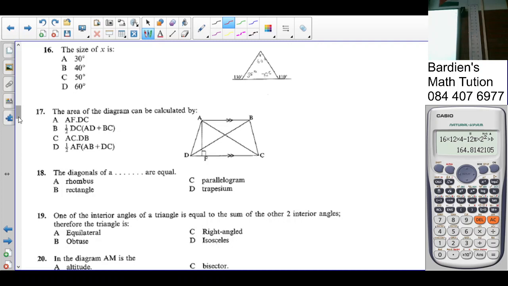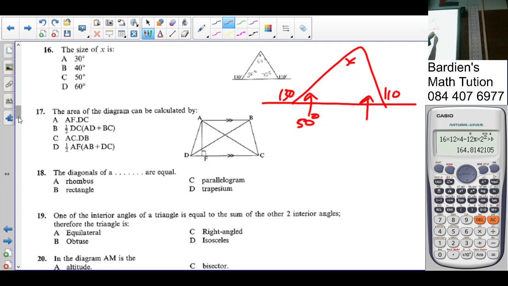Number 16. In number 16, the size of x is, what is x? This is what you should be seeing. It's 110, 130, and x here. So this angle here is going to be 180 minus 130, which is 50 degrees. This angle here. So now at this point we know exterior angle is equal to sum of two interior opposites. So 110 is equal to 50 plus x, which is 60.